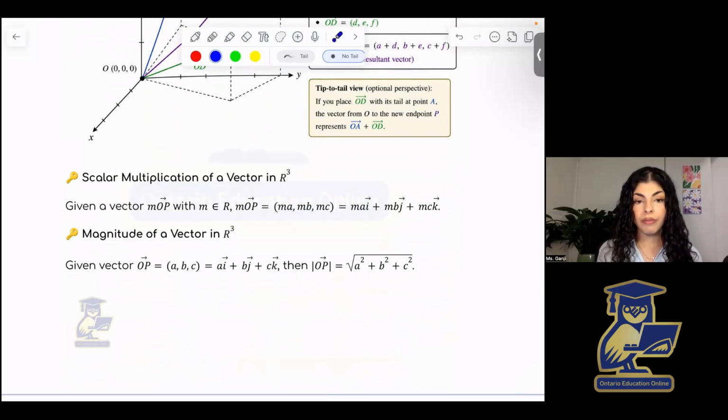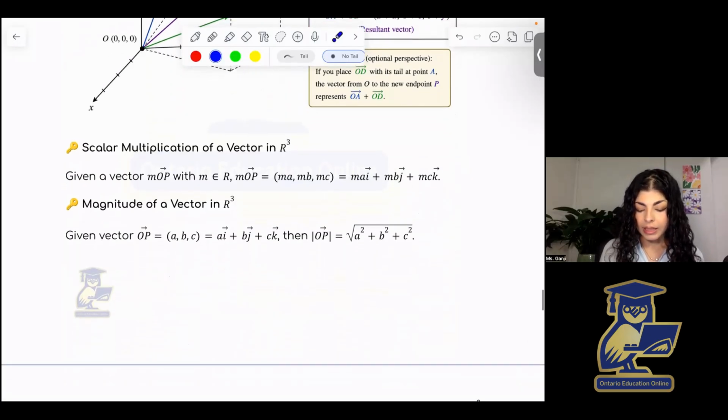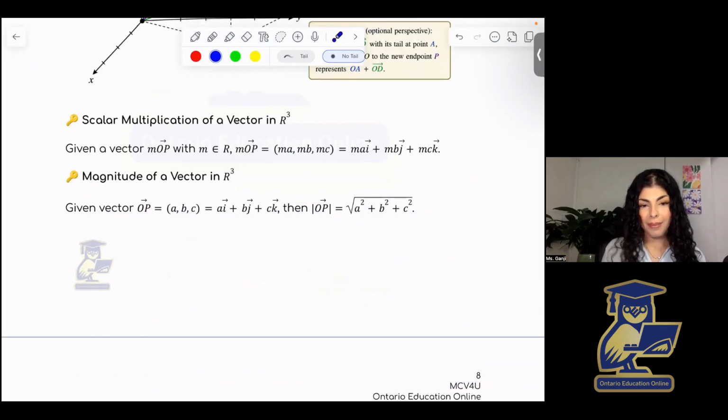Now, the magnitude of a vector in R cubed is, again, the same process, but now we have to include that c component as well. So it's a squared plus b squared plus c squared, and we take the square root there.